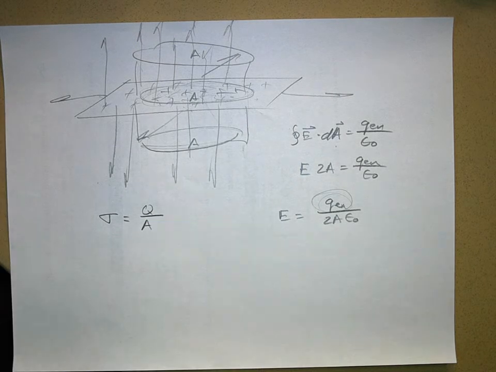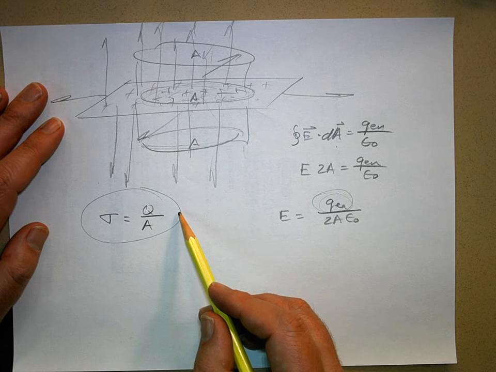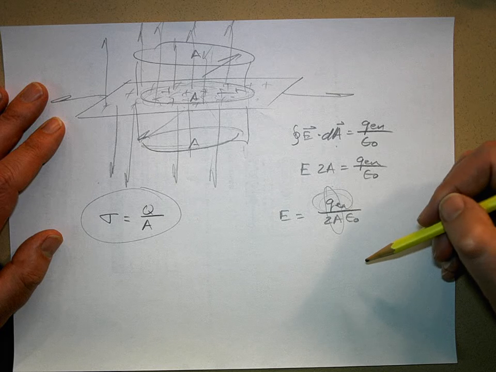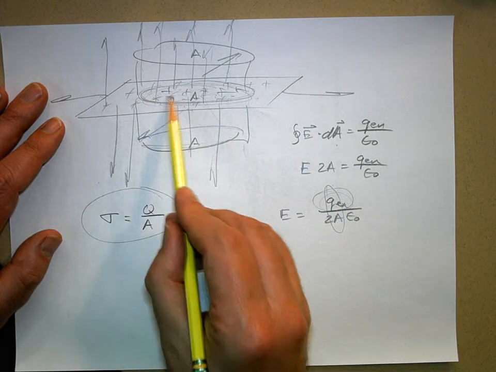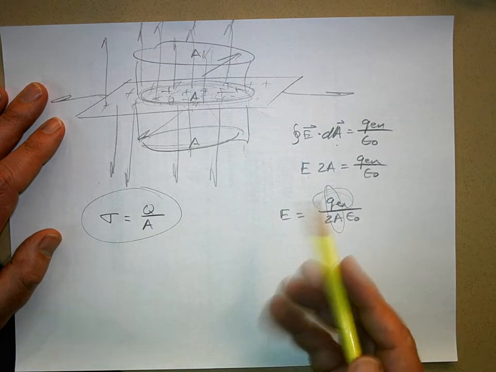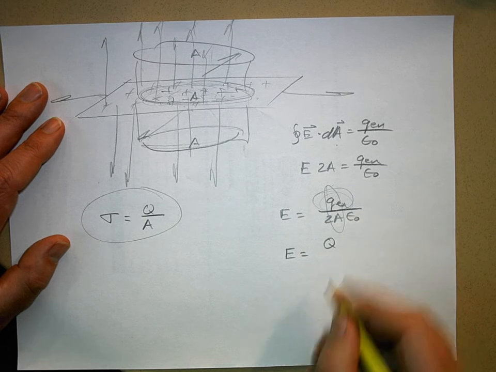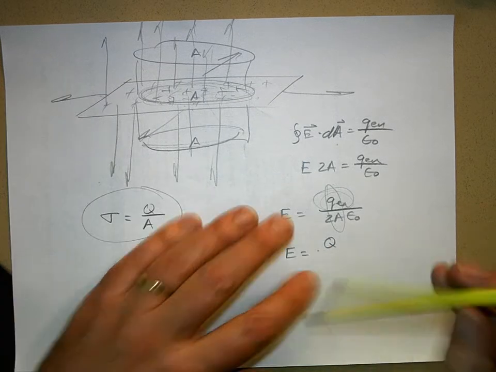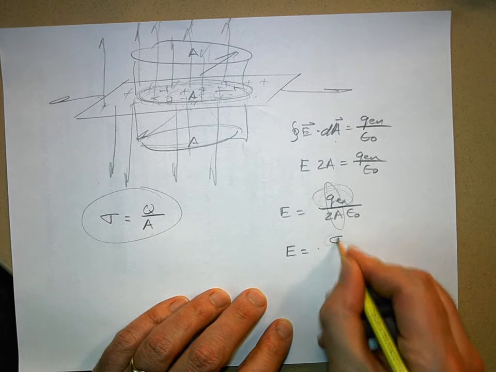Well, if I take this and, look what I got. Charge over the area. And this area A here is the area that has charge on it that's contained in my Gaussian surface. So this turns into E equals, I'm sorry, not Q. It turns into sigma over 2 epsilon naught.